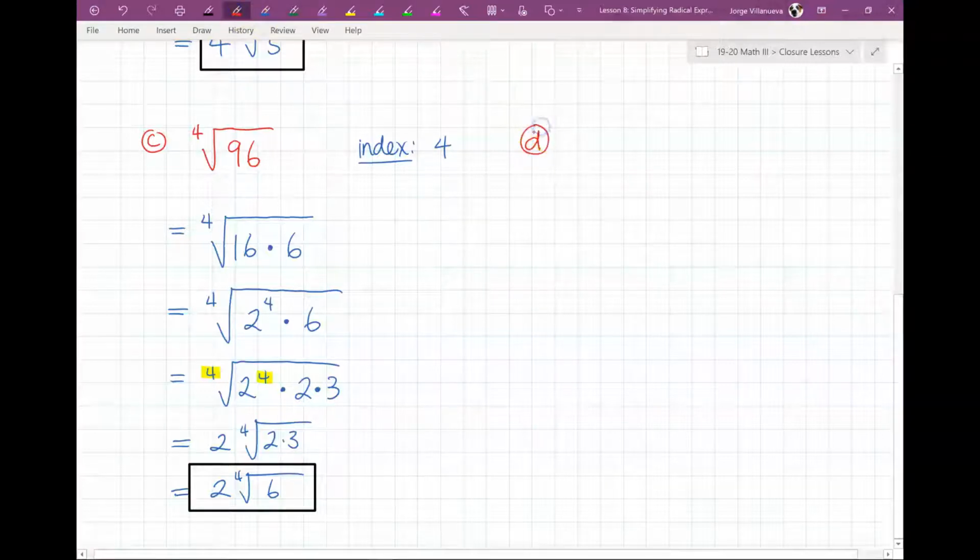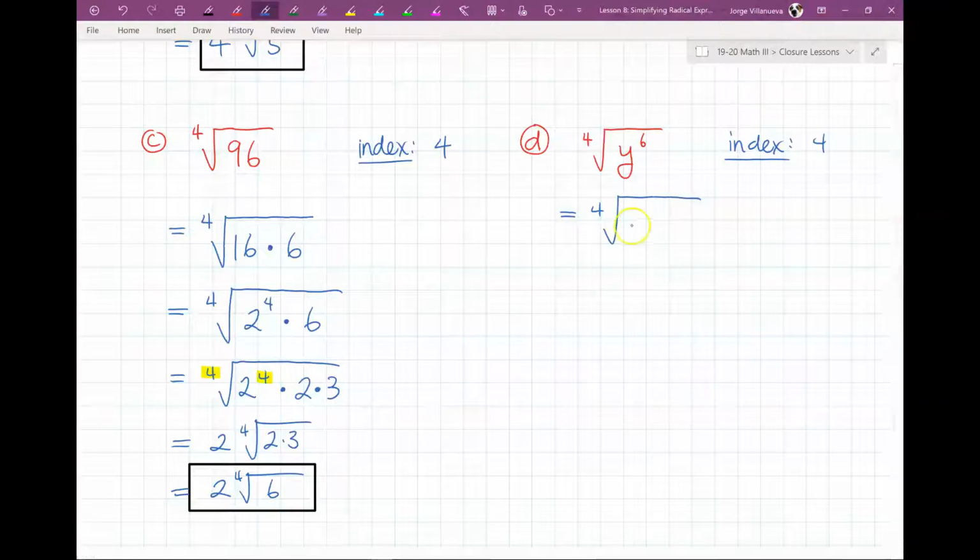Okay. So here's part D. So the 4th root of y to the 6th. Now, notice y to the 6th, the power on the y is a 6, and the power on the index is a 4, right? So let me write right here. The index, just as reference, is a 4. So what I'm going to do is break down that y to the 6th into y to the 4th powers as much as I can.